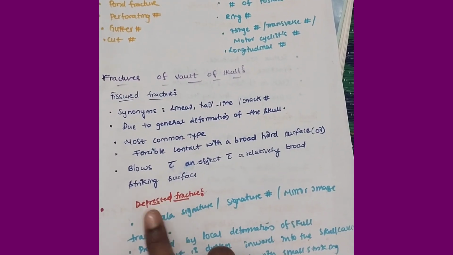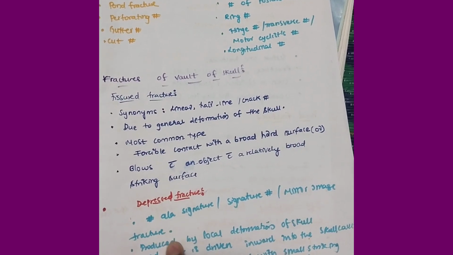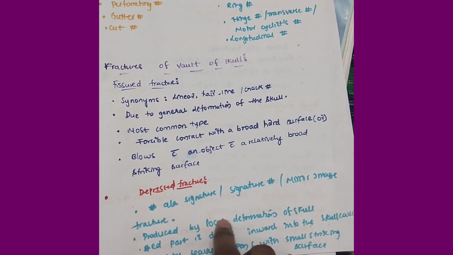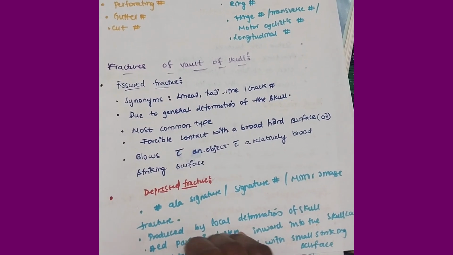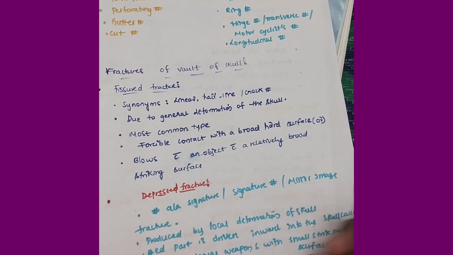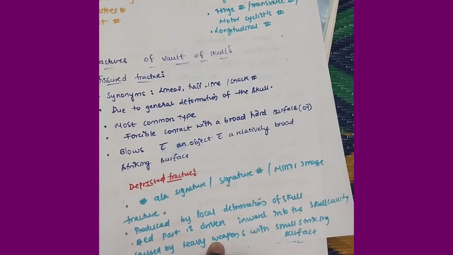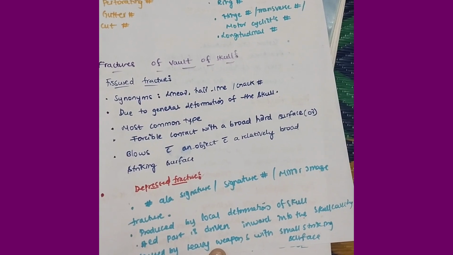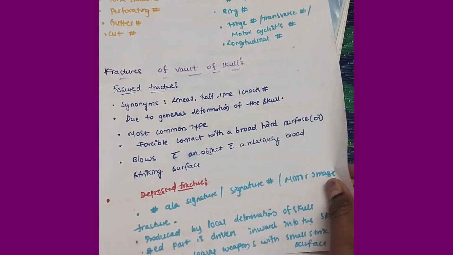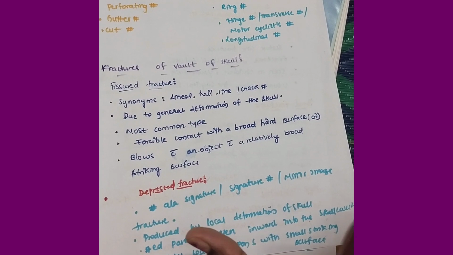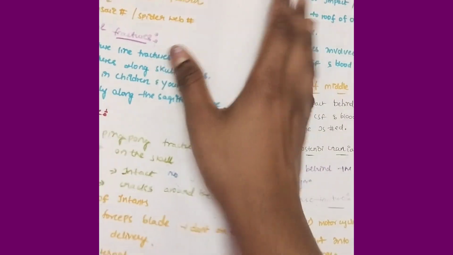Then depressed fracture, also known as fracture a la signature, signature fracture or mirror image fracture. There will be local deformation of the skull, with depression. The fractured part will be driven inward into the skull cavity. It is caused by a sharp weapon with a small striking surface. If you observe in x-rays, you will see some fragments in the skull cavity. Those are the fractured fragments.